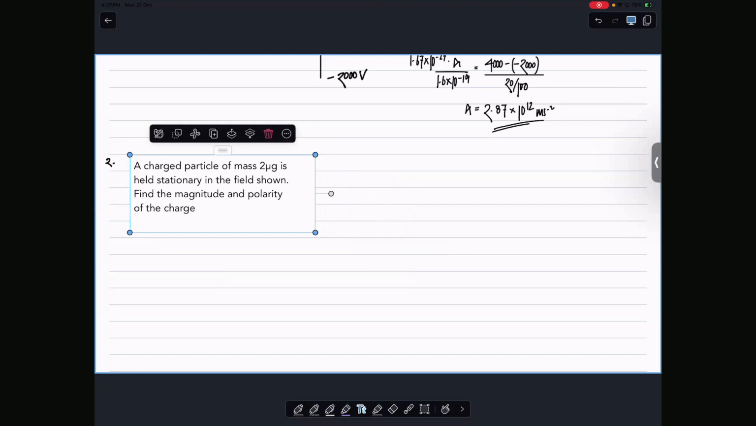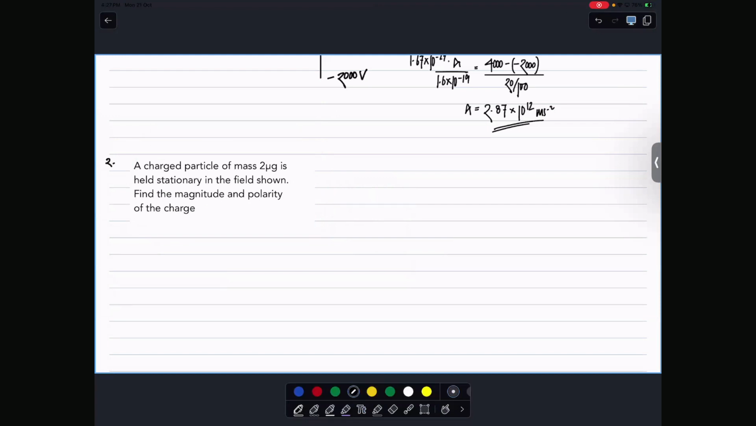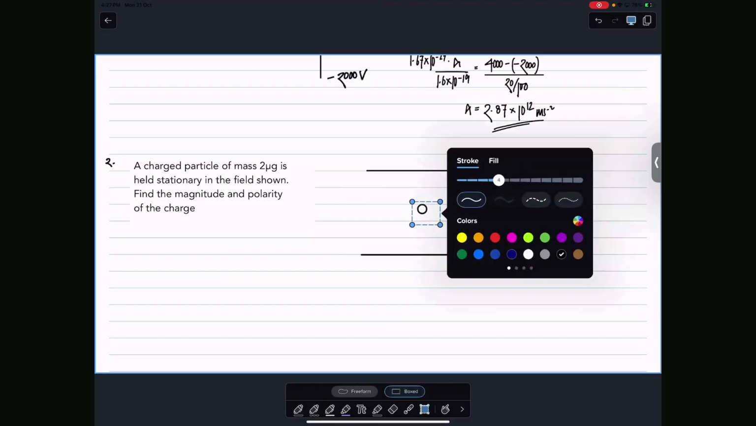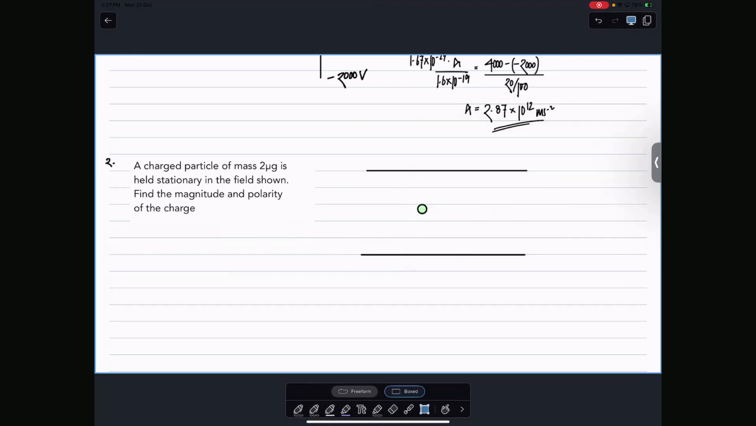Right, a charged particle of mass 2 micrograms is held stationary in a field shown. So you have a field provided here, and there's a charged particle here. This charged particle is held stationary. Why is that unnatural? Should it stay stationary or is it supposed to move? What is supposed to make it move?